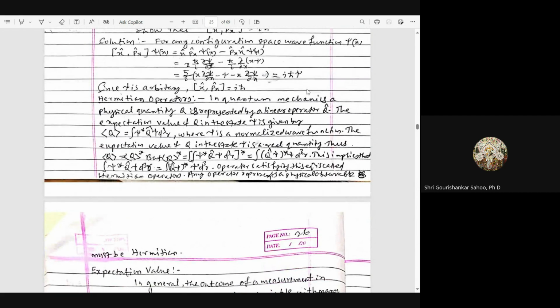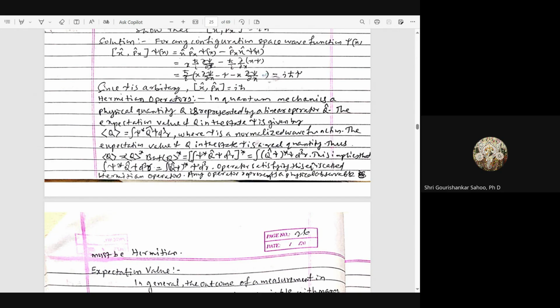For a Hermitian operator in quantum mechanics, a physical quantity Q is represented by a linear operator Q cap. The expectation value of Q in the state psi, which is shown as a bracket on the screen, is equal to the integration of psi star Q cap psi d tau, where psi is a normalized wave function, and the expectation value of Q in the state psi is a real quantity.